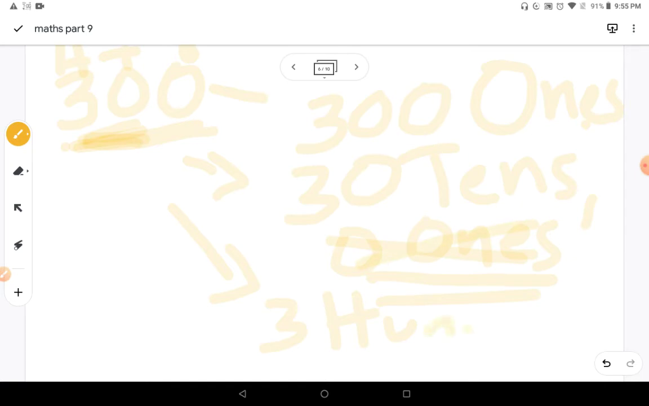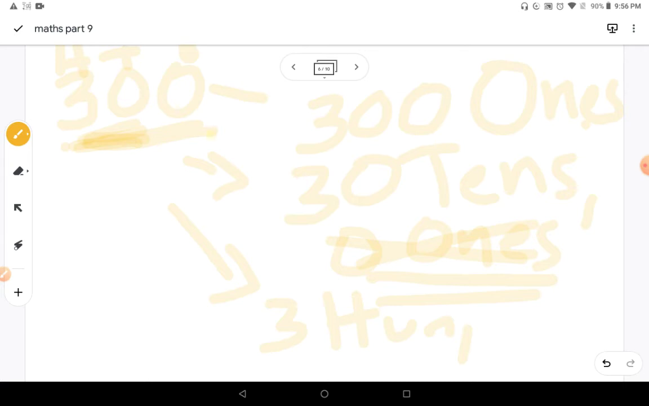The same way, the remaining is 3 hundreds and then 0 tens and 0 ones. That you don't have to say. So it is 300s. Okay, so this 300 you can represent in 3 different ways.